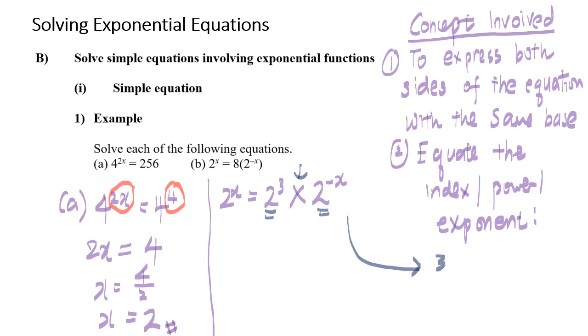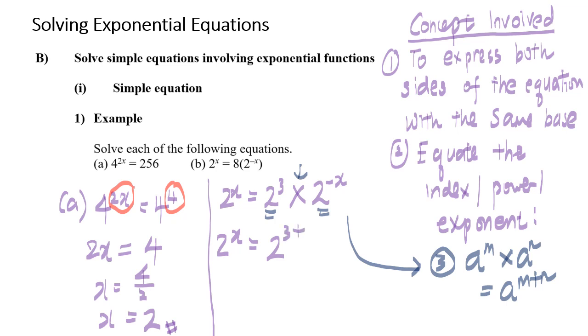So the concept we are applying here is if you have the same base and if it's times, then you just add the power. So you would have 2 to the power of x on the left hand side, then on the right hand side will be 3 plus bracket negative x. So we have successfully also expressed it as base 2 on both sides of the equation.